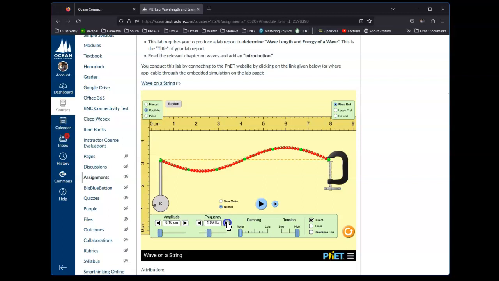I purposely don't want to give you the numbers that are in the lab, so I'm going to give you something similar to it. There we go, and an amplitude of 0.59, okay?